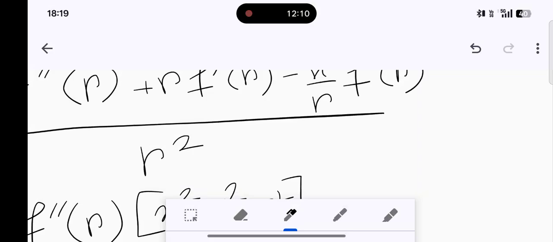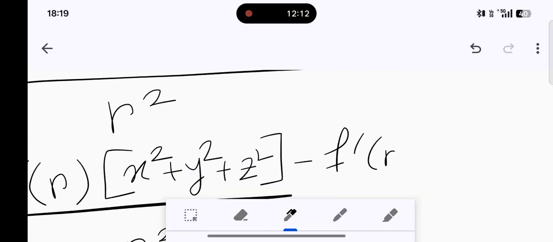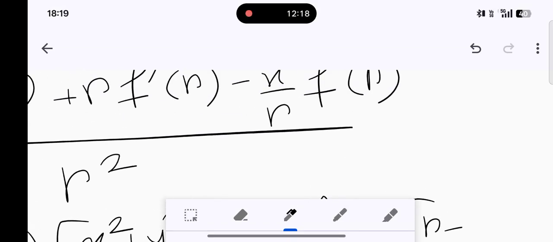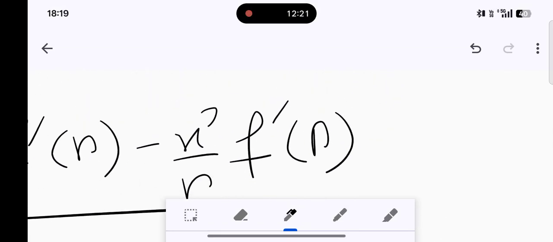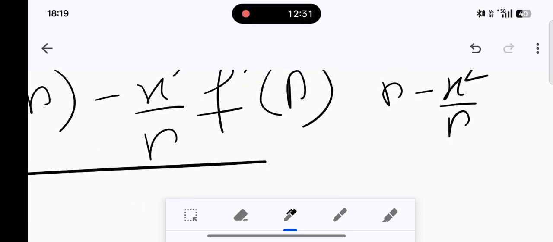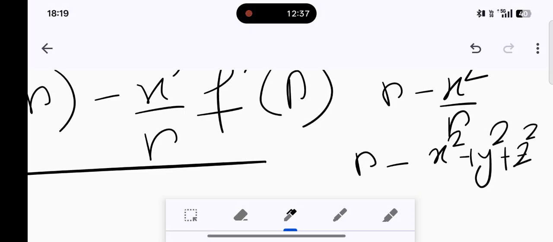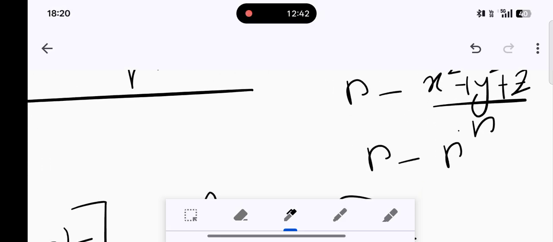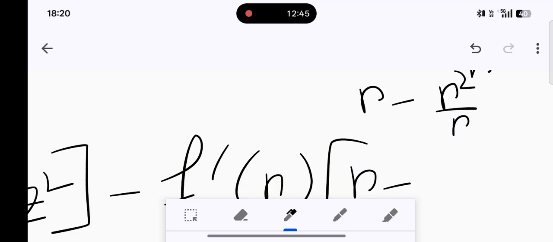So this will be f double prime r into x square plus y square plus z square. Very nice. Minus this will be, I am taking common the f'(r), so that I can get something like r minus x square divided by r. Now when I am differentiating with respect to y, then definitely I will get something like r minus x square plus y square plus z square divided by r, right? So this is r minus r square divided by r, and this is r minus r, which is 0. No, actually it is not 0.